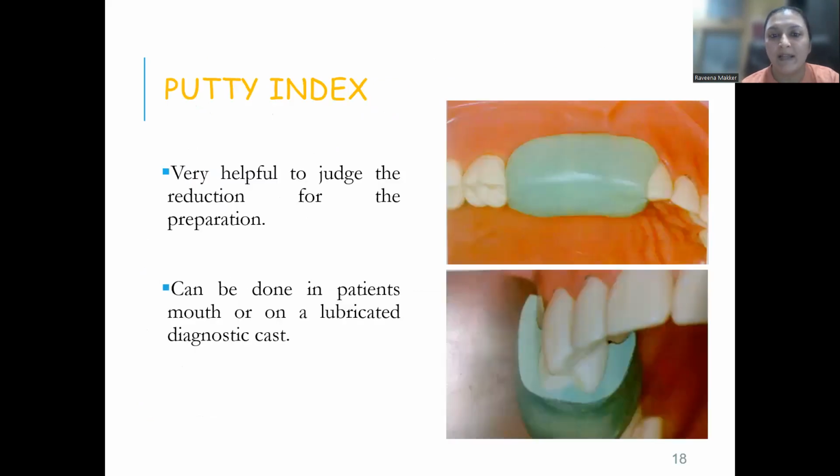First of all, a putty index is made. This index is very helpful to judge the reduction for the preparation. It can be done in the patient's mouth or on a lubricated diagnostic cast. As you can see in this picture, the putty index is formed on the tooth that is to be prepared, and then it is cut to visualize the anatomy of the tooth.